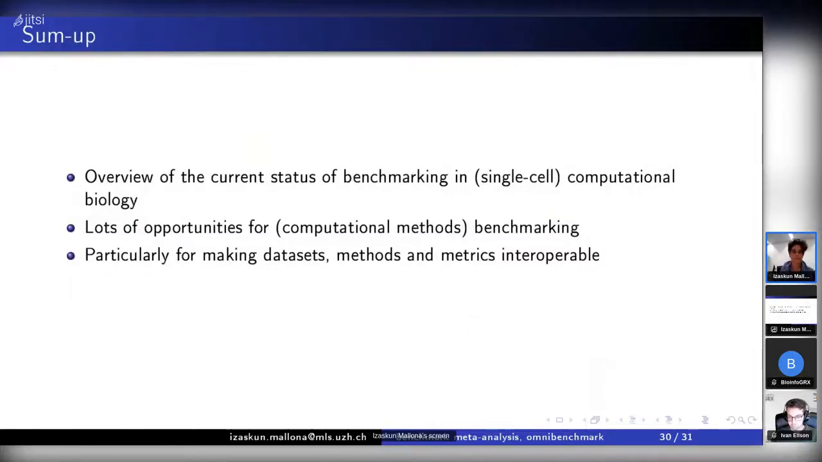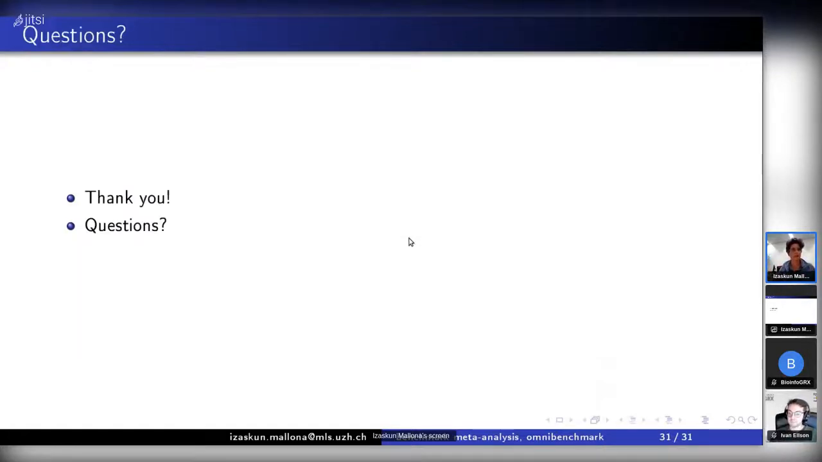So to sum up, I think I provided a very short and fast overview of the current status of benchmarking in this particular field, and maybe this could be extrapolated to the computational biology field. But there are lots of opportunities for benchmarking. It's an exciting field. And in my opinion, these opportunities are particularly important for making data sets, methods, and metrics so open and interoperable. So having said that, I'm happy to take questions. And of course, I thank you for the invitation and for listening.